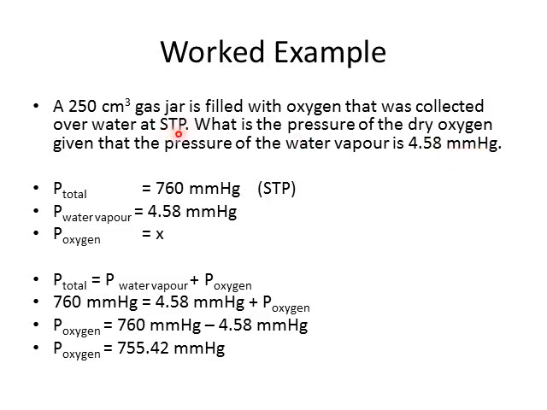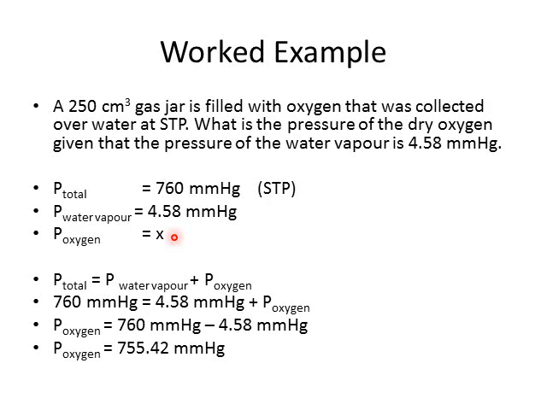I'm given information of STP. This stands for standard temperature pressure. The standard temperature is always 273 Kelvin, and the standard pressure, because we're dealing with millimeters of mercury, I will quote it in millimeters of mercury, the standard pressure is 760 millimeters of mercury. So if we're collecting this sample at standard pressure, that means the total pressure is going to be 760 millimeters of mercury. So I have a total pressure that was hidden in here under STP. So I have a total pressure, and I have my water vapor pressure. So all I need to find now is the pressure of the oxygen.